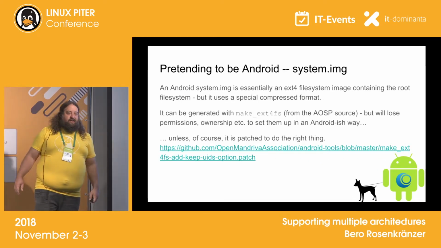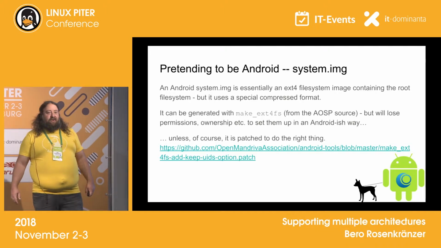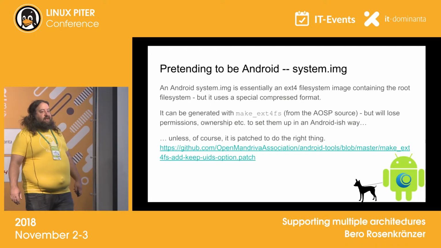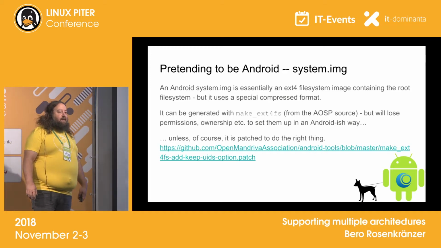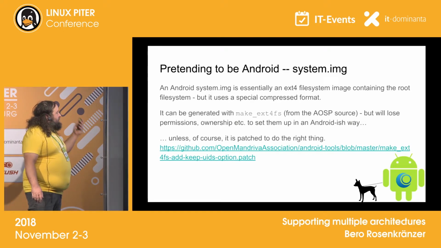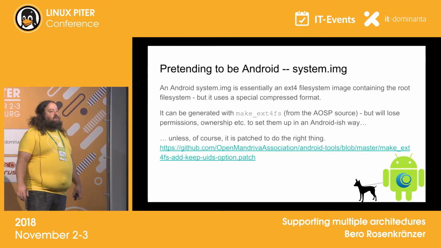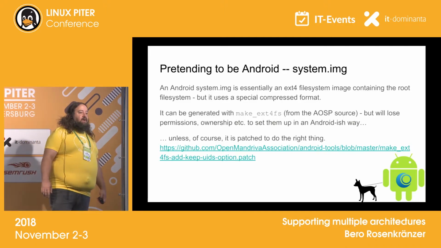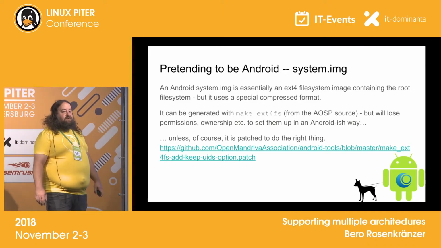Next thing that you need for installing things the Android way is a system image file, which essentially is an ext4 file system image containing your root file system. But it uses a special compressed format, so just using mkfs is not going to give you something that fastboot will like.